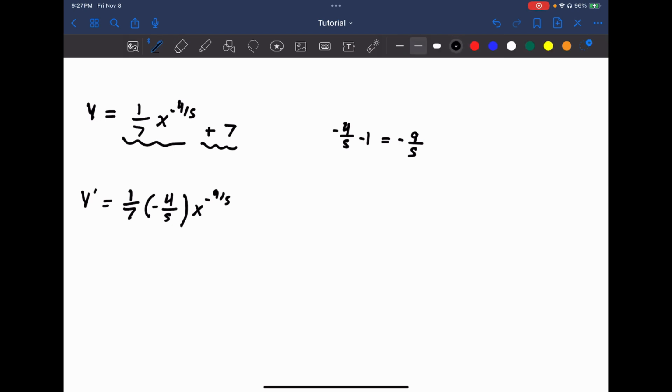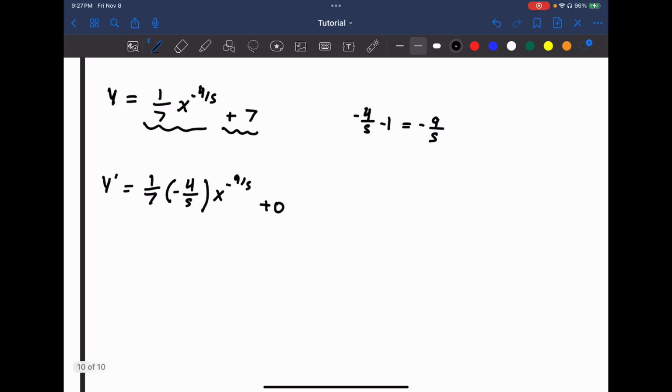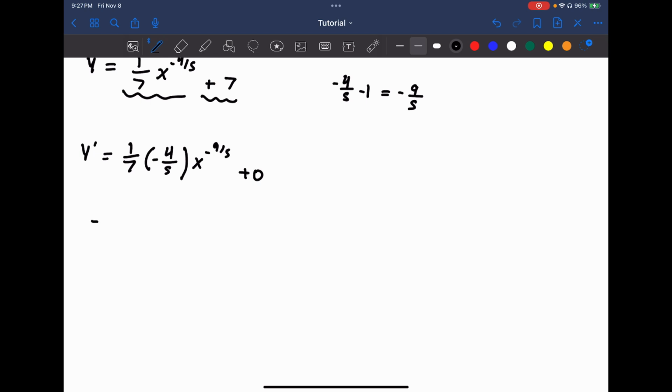And then our second part of the function is just a constant. So it would be 0, so plus 0. And if we simplify this function, it will be negative 4 over 35 times x to the negative 9 over 5. And this will be our final answer.